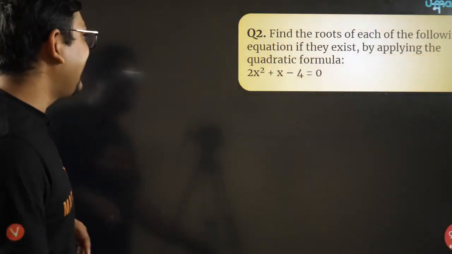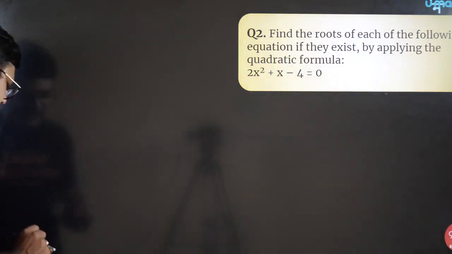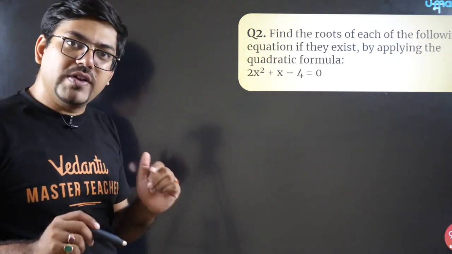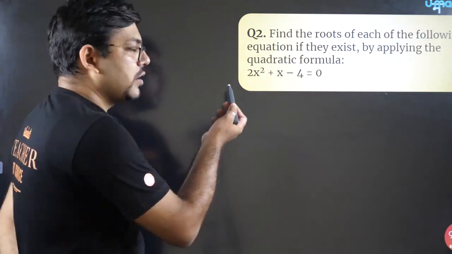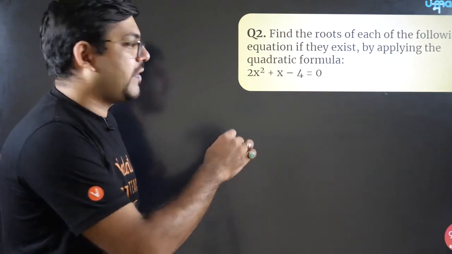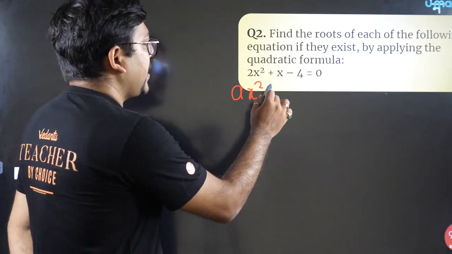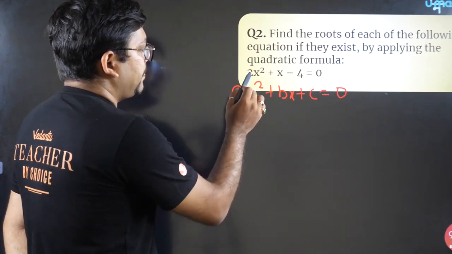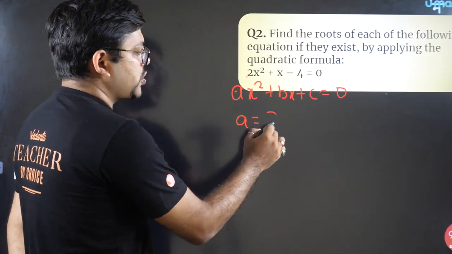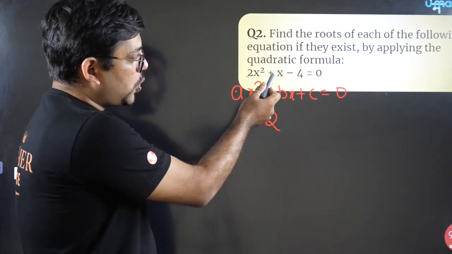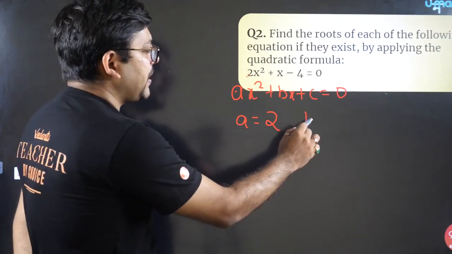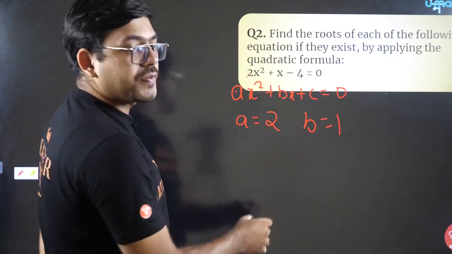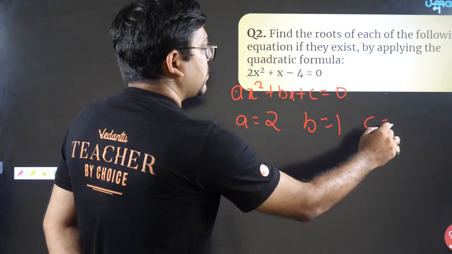Try it once more. So here we have got another equation. Again, the first step would always be comparing the equation with the standard equation so that we can get the values. So ax square plus bx plus c equals to 0. So again, in place of a, you are getting the value, that is 2. In place of b, there is no coefficient. So what you'll get? You'll get b equals to 1. And in place of c, you have got minus 4. So c is equals to minus 4.